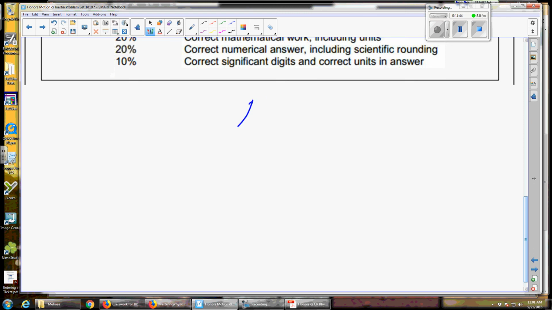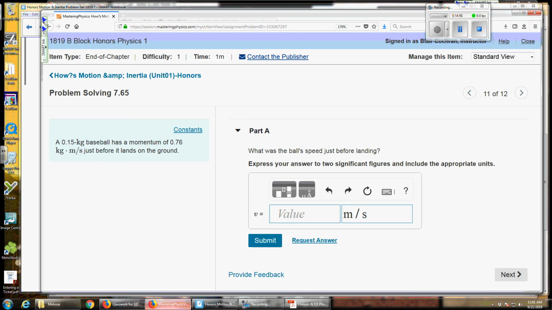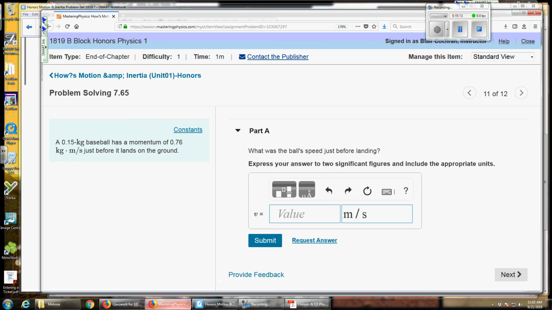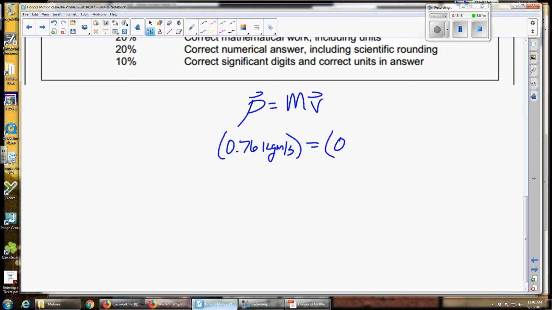And that makes me regret that I just erased this. And now I can substitute in. They tell me the momentum, 0.76. So I'm actually taking down as positive, so that I don't have to deal with any signs. They tell me the mass, 0.15. And they want to know what the velocity is, so what the speed is. And then I just solve.